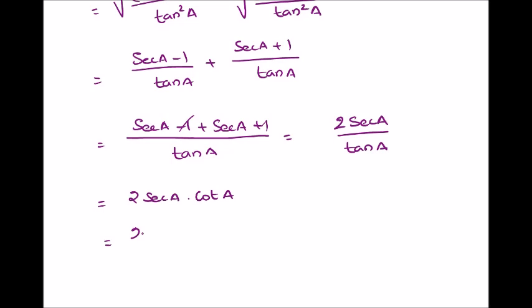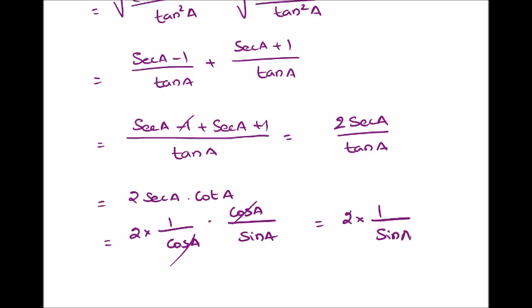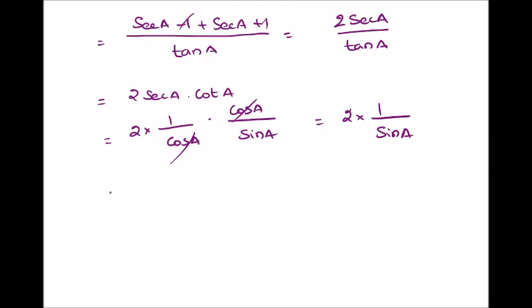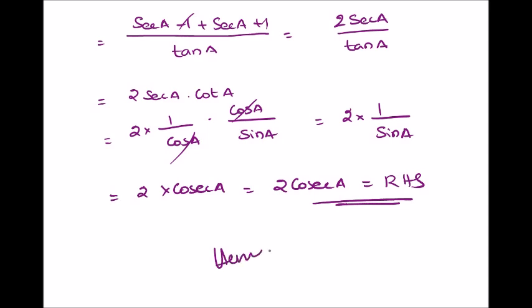We know that sec A is 1 by cos A and cot A is cos A divided by sine A. So the cos A and cos A will cancel. We will get 2 into 1 by sine A. Also we know that 1 by sine A is cosec A, that is 2 into cosec A, that's equal to 2 cosec A, which is equal to the right hand side. Hence the proof.